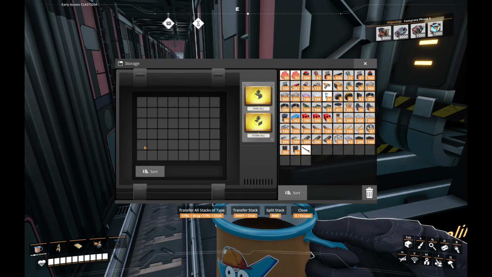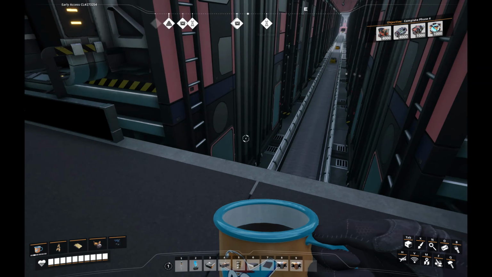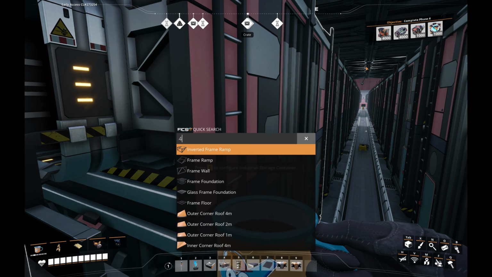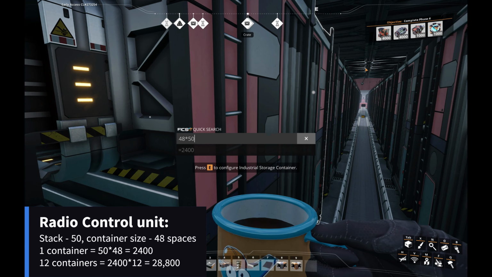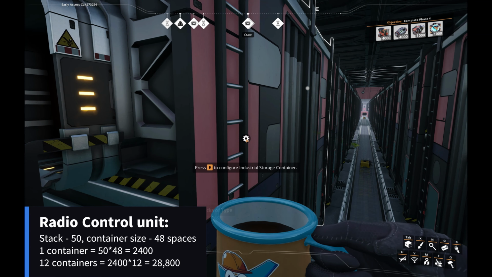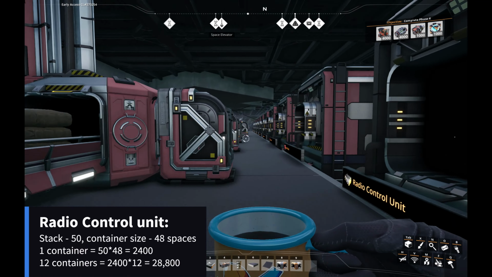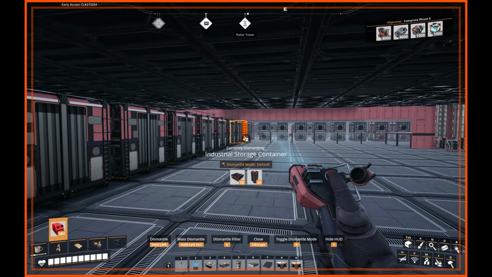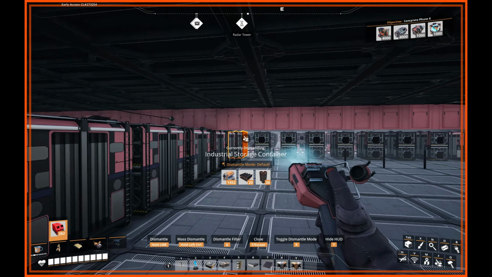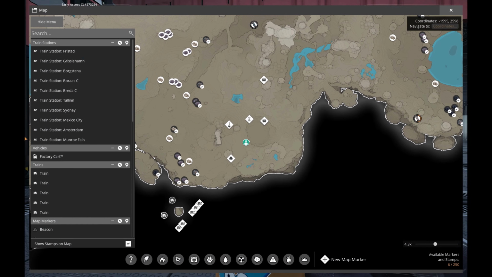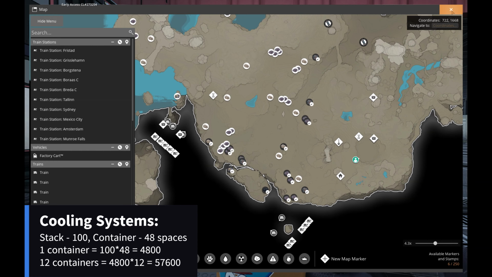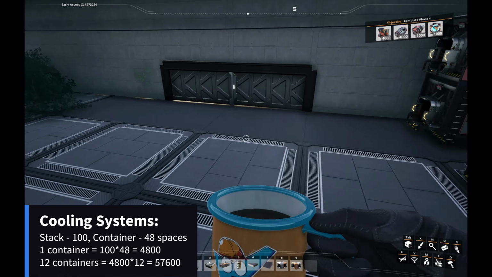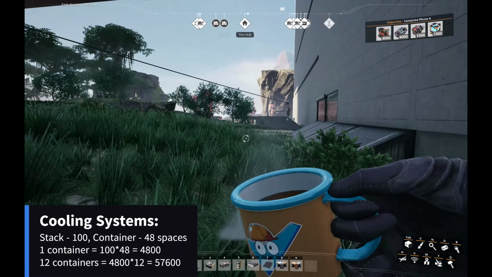In a storage container, we have 8 columns and 6 rows, so in total 48 spaces for the resources. And radio control units are stored in 50 per stack. So 50 times 48 equals 2,400 per container. And since I have 12 containers, I am storing 2,400 times 12 equaling 28,800 radio control units in total. And as for the cooling systems, it's in stack of 100, so 48 times 100 equals 4,800 per container. And if it fills up, 4,800 times 12 equals 57,600 stored here.